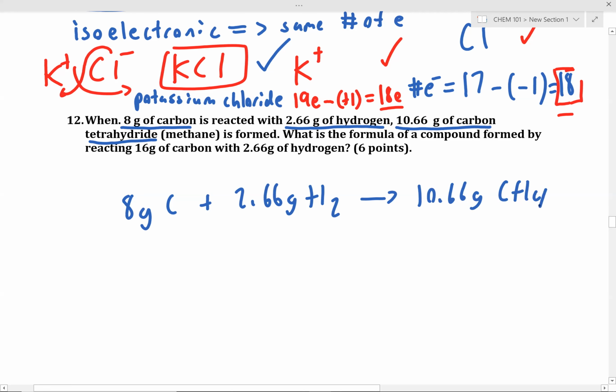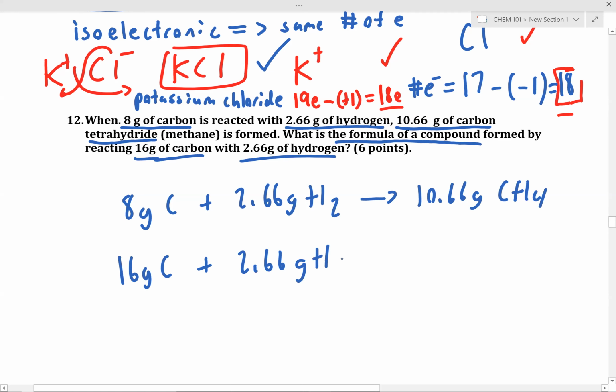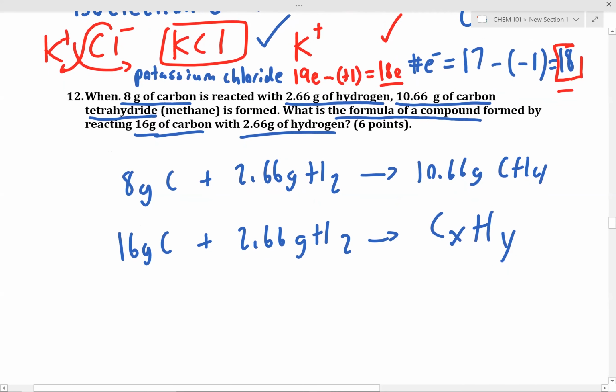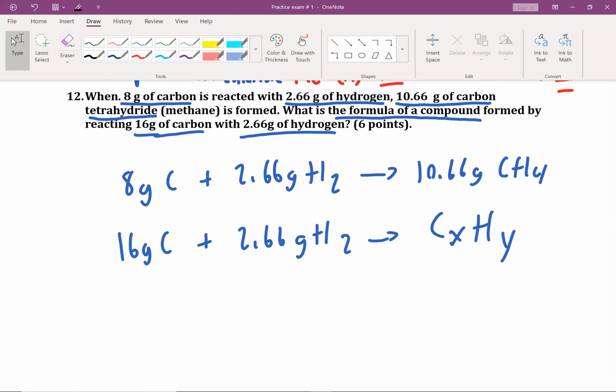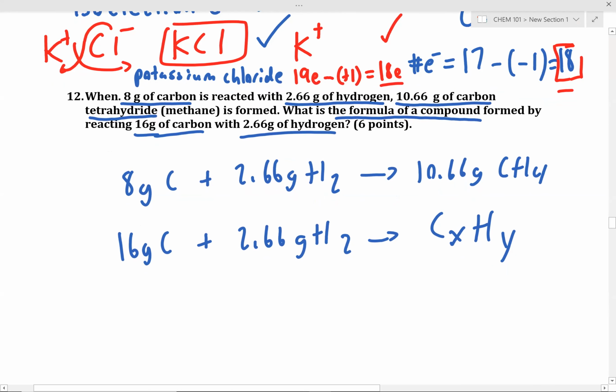CH4. So I'm asking you, what is the formula of a compound formed by reacting 16 grams of carbon with 2.66 grams of hydrogen? So we have 16 grams of carbon plus 2.66 grams of hydrogen. And my question is, what is the formula? CxHy. Well, using the law of multiple proportions, the first thing we need to establish is what element mass does not change in these two reaction problems. Hydrogen, right?